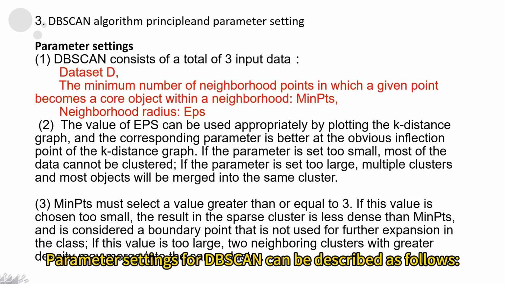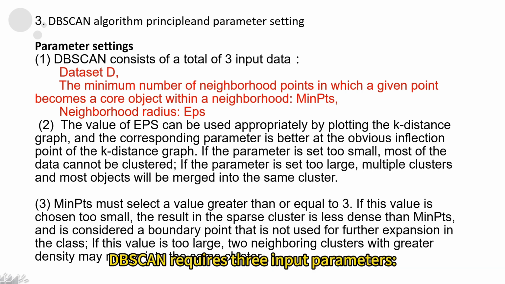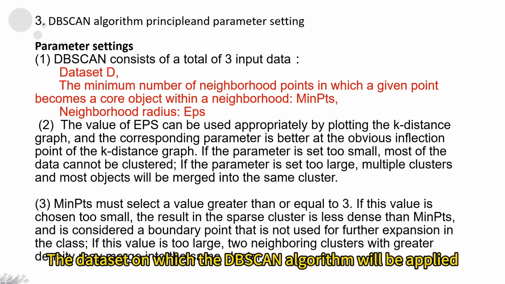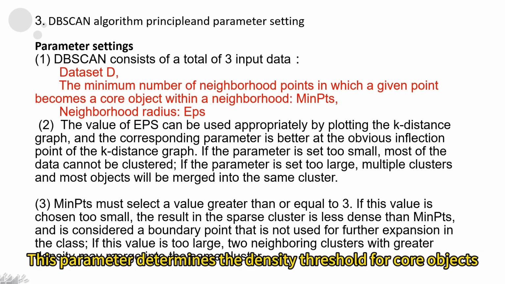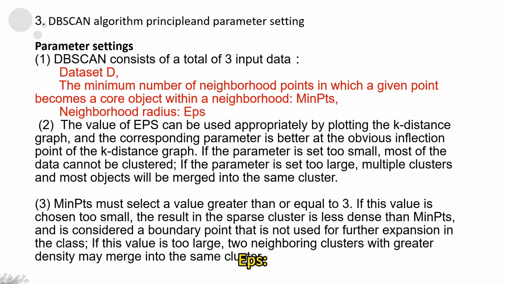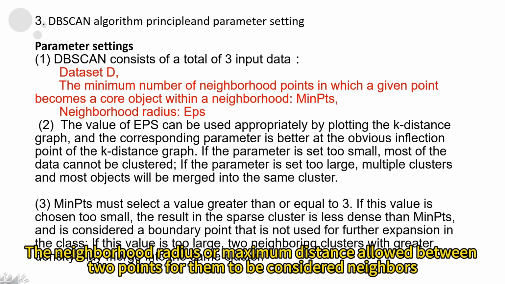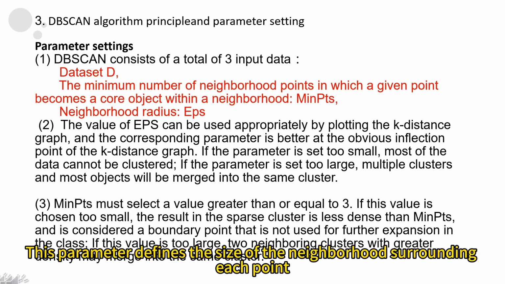Parameter settings for DBSCAN can be described as follows. DBSCAN requires three input parameters. Dataset D, the dataset on which the DBSCAN algorithm will be applied. MinPts, the minimum number of points within the neighborhood of a given point required for that point to be classified as a core object. This parameter determines the density threshold for core objects. EPS, the neighborhood radius or maximum distance allowed between 2 points for them to be considered neighbors. This parameter defines the size of the neighborhood surrounding each point.